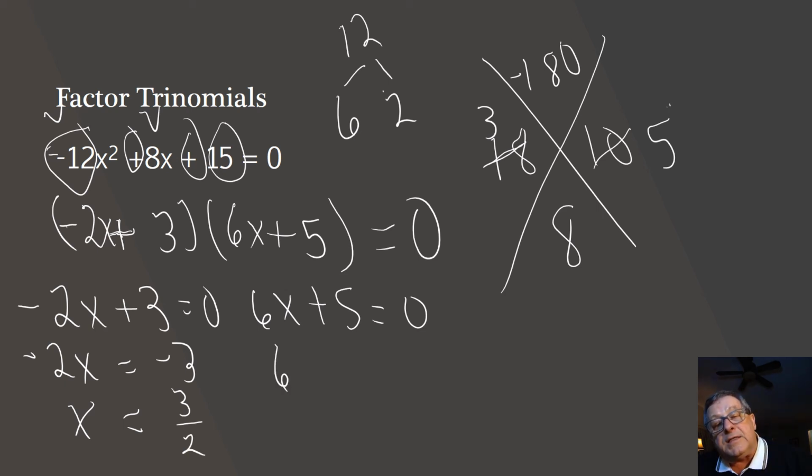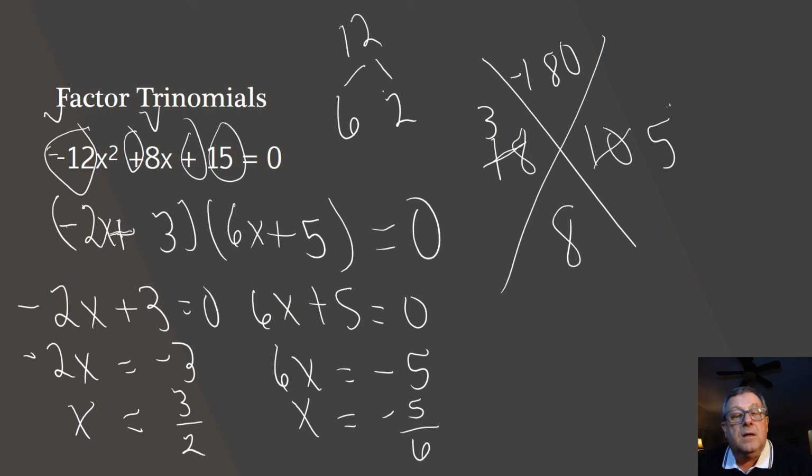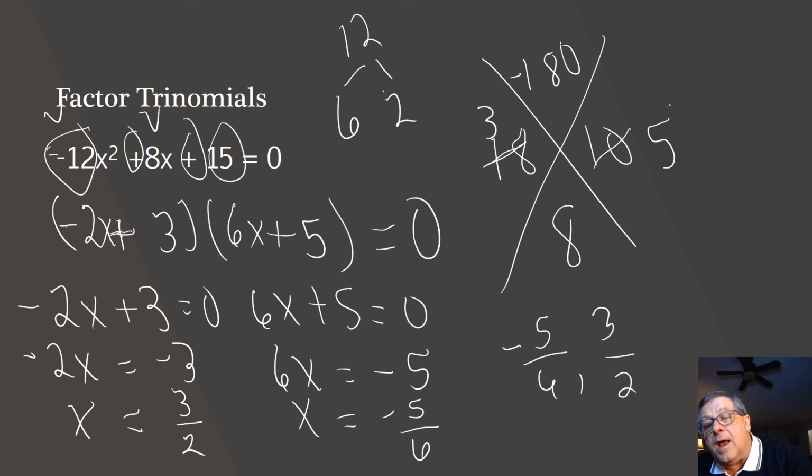And then we got 6x. Going to subtract 5 from both sides. That gives me negative 5 over here. We're going to divide by 6, and we got negative 5 over 6. And so our two solutions, our two zeros, our two roots are negative 5 over 6 and 3 halves. Let me make a little better 6 there.